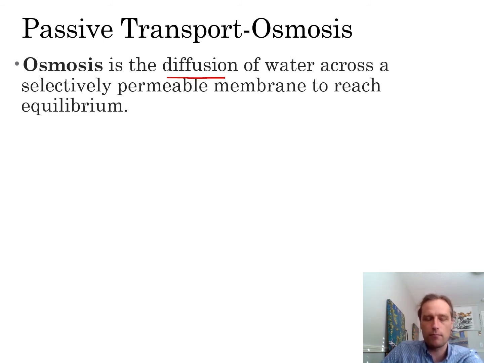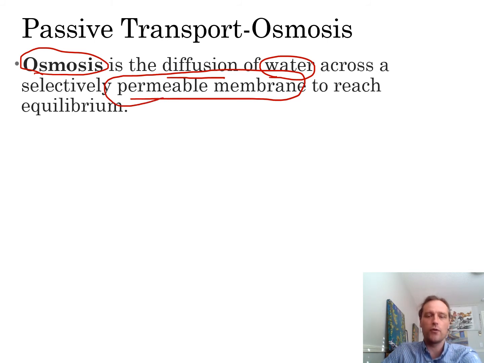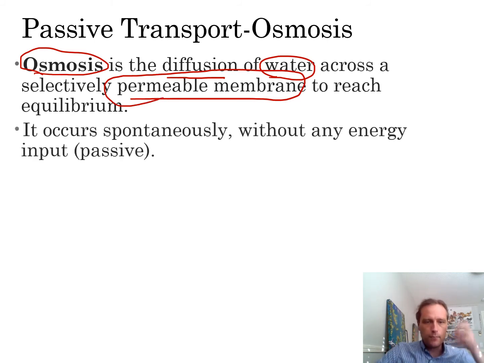It is diffusion, but we only say osmosis if the thing that is diffusing is water. And we also only say that it is osmosis if this thing called water is diffusing across a permeable membrane. Only if it is diffusing across a membrane. So there's got to be a membrane there.